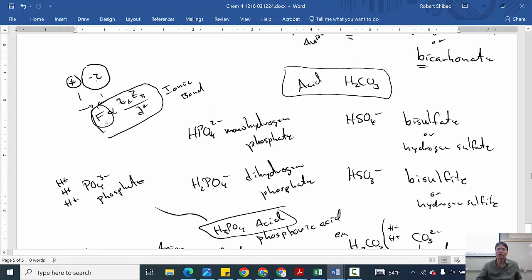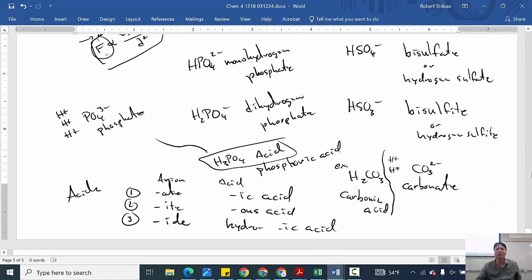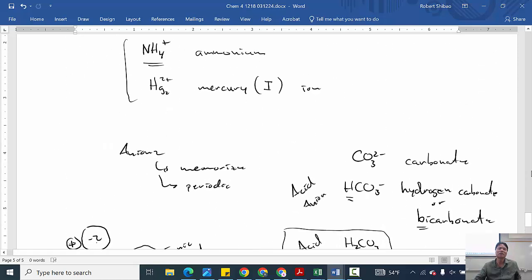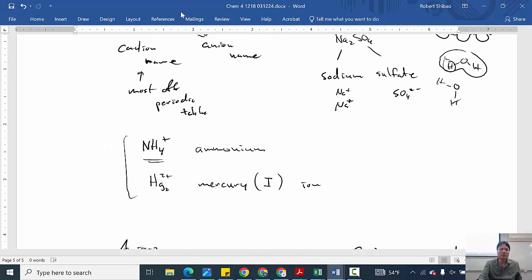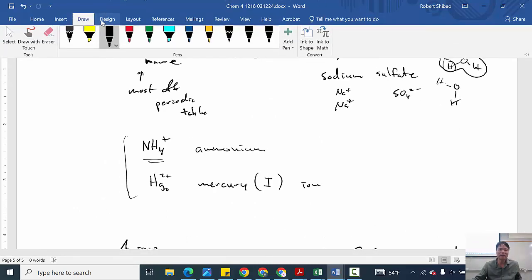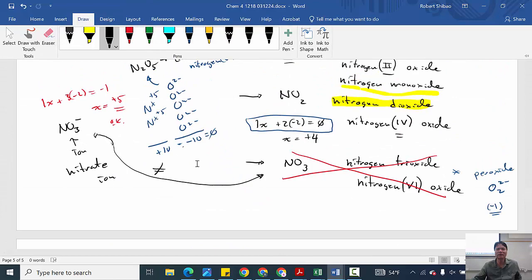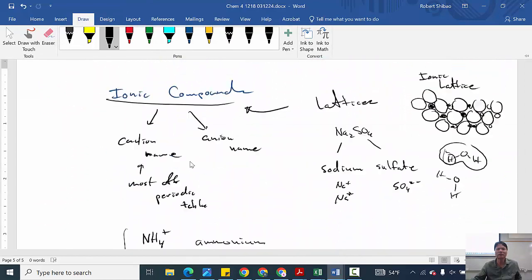And then there's one more rule that I need to finish up here, and that is something called hydrates. And so let me do that here since I don't have another page. Or maybe I do have another page. No, I don't.